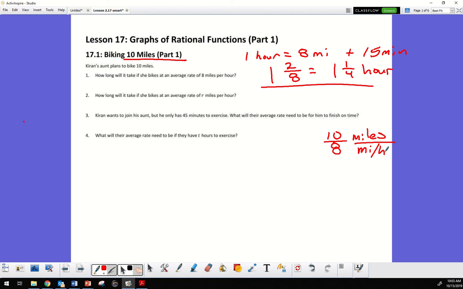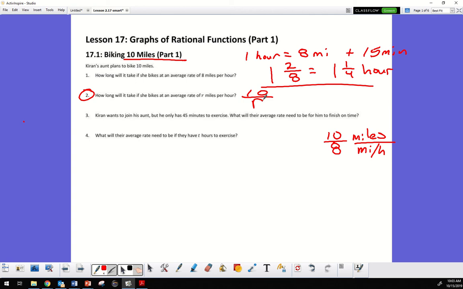Okay, so now let's take a look at number 2. How long will it take if she bikes an average of r miles per hour? How would I write that one? 10 over r, the miles divided by whatever my rate is. Okay, and that's going to tell me how long.